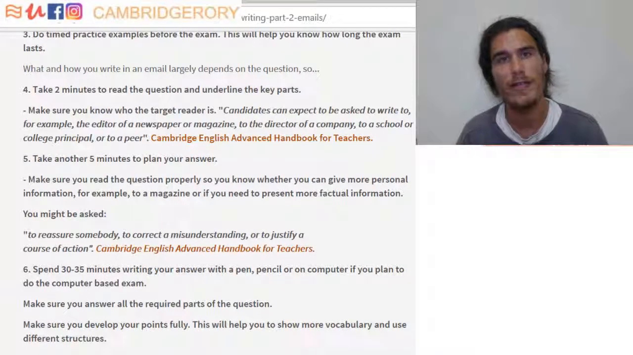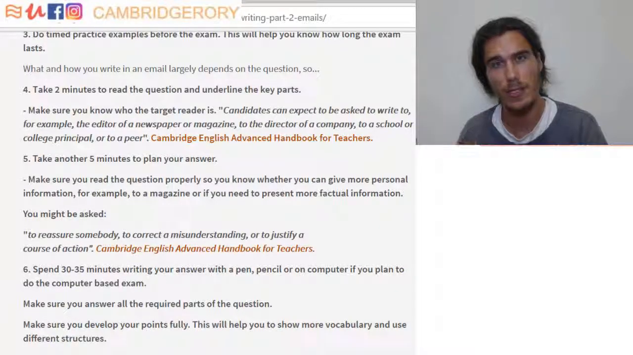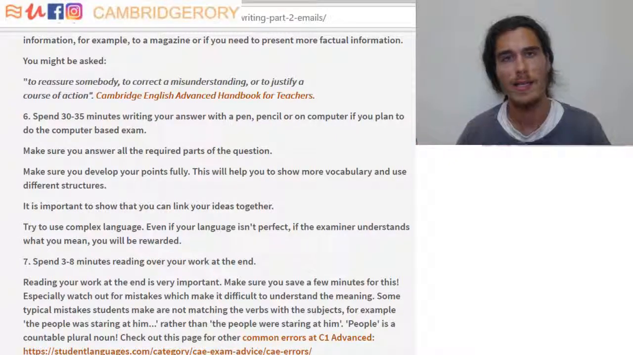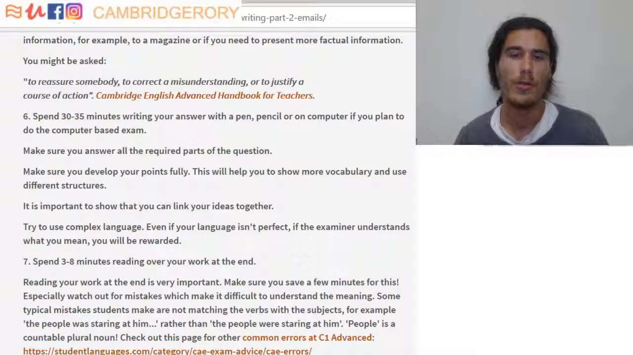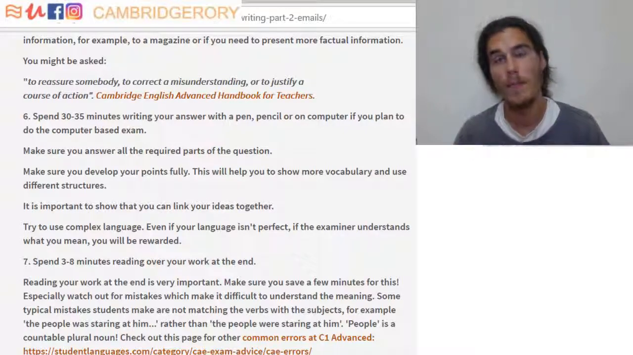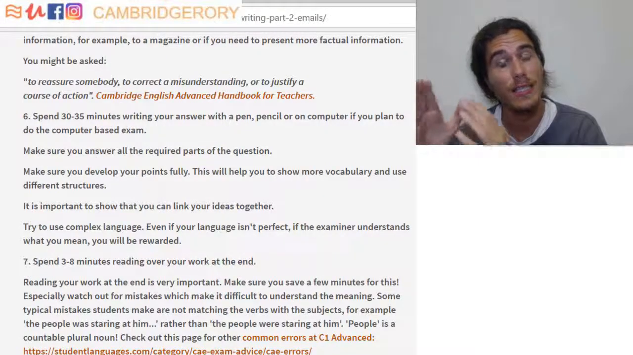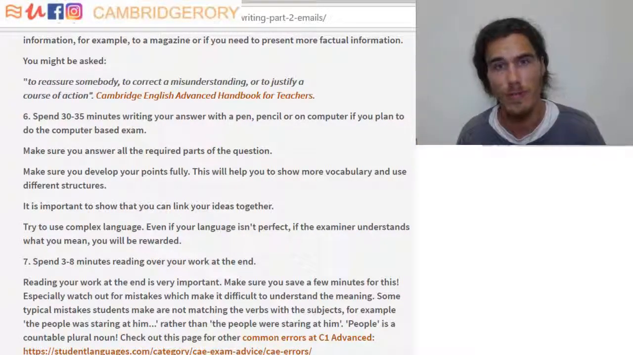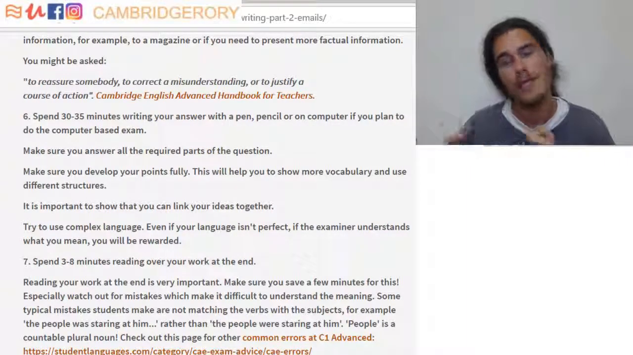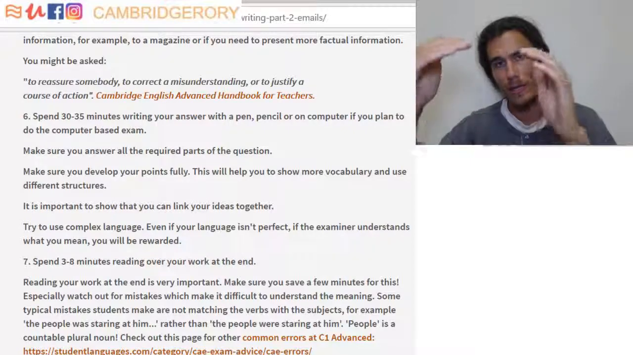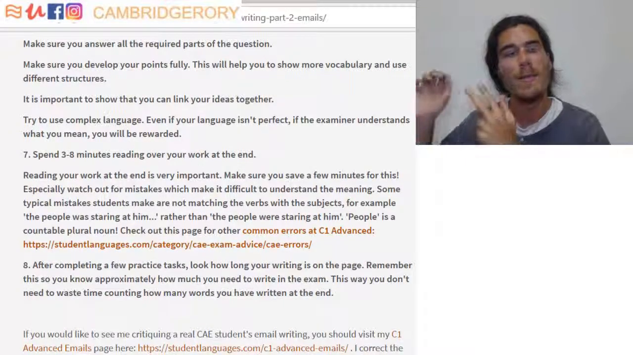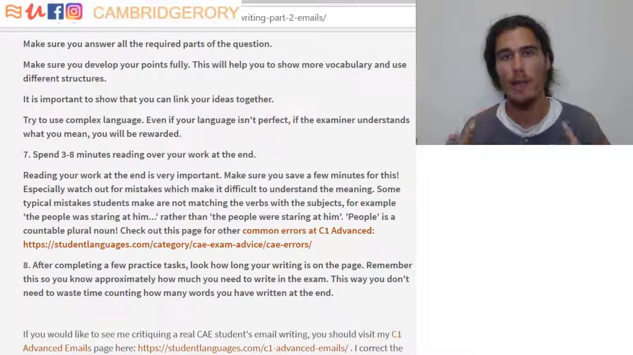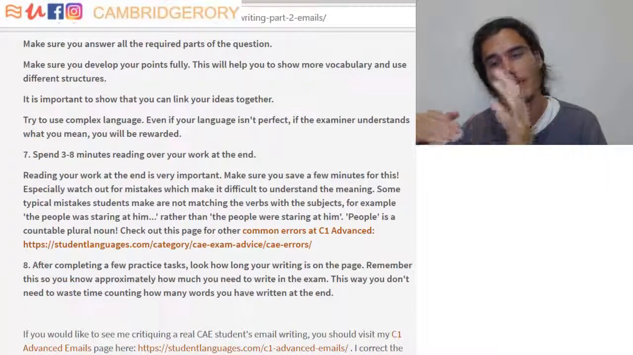Step number 5, take 5 minutes after you've read the question and underlined the important parts to plan your answer. Think about the structure, think about what you're asked to do, who the target reader is. Step number 6, take 30 to 35 minutes to write your answer, develop your points properly, link your paragraphs together well, make sure you've answered all the parts of the question and again are targeting the target reader, and make sure you try to use a few complicated grammar or vocabulary structures. Step number 7, take 3 to 8 minutes to read your work at the end, making sure that it's easy to follow. And step number 8 is to look how long your writing is when you're practicing, so you know how long your writing needs to be in the exam.